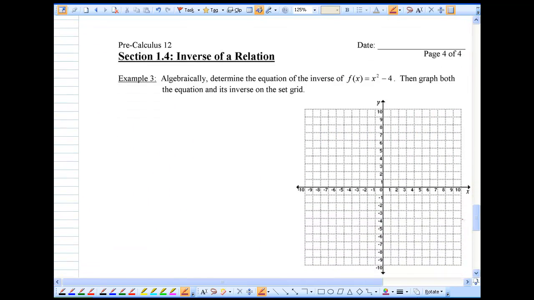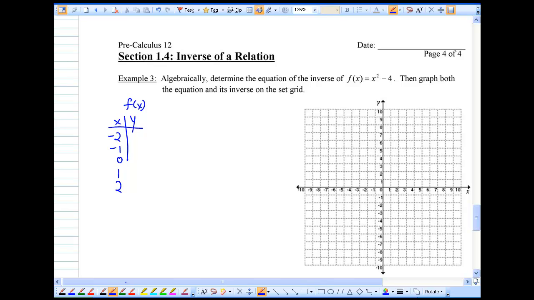How about determining the inverse of a quadratic now? f(x) equals x squared minus 4. Then graph both the equation and its inverse on the set grid. I'm actually going to graph out the function first, okay? f(x). If you want to make a table of values, you can. Don't need to, by the way.